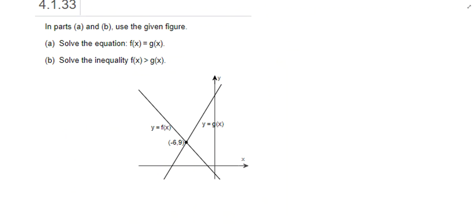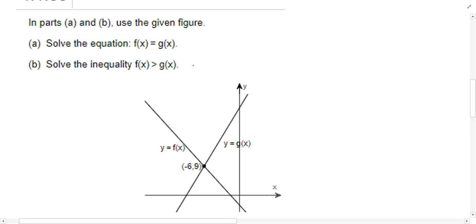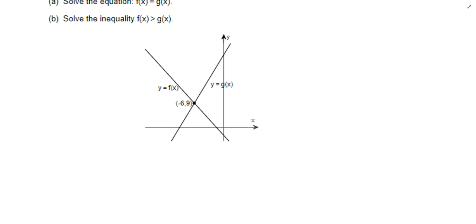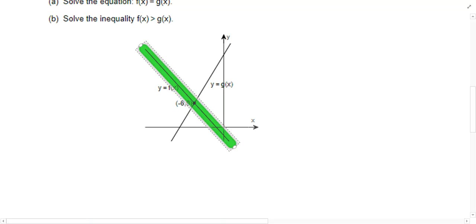Problem number 33 from that same section provides just an interesting twist to that last type of problem. Here we have two functions. f of x happens to be this function here that's slanting downwards, and this one happens to be g of x, the one that's slanting upward. We can see that by the notation that's indicated on the side of either one.